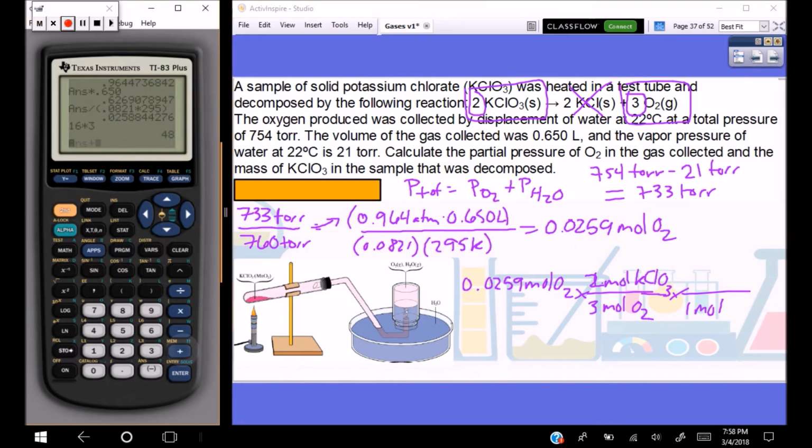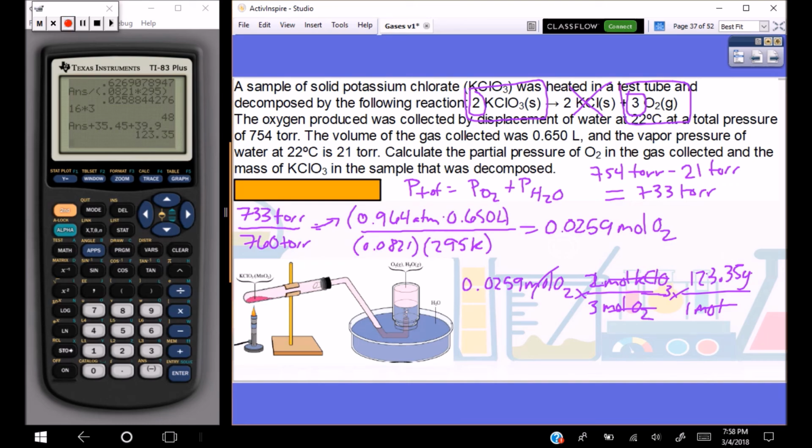16 times 3 plus 35.45 for chlorine plus 39.9 for potassium. I'm doing this off the top of my head. I believe that's correct. Or is it 39.10? Either way, if I'm wrong, you can double check me on it. So 123.35 grams. If I have my molar mass wrong, I apologize. I should have pulled up a periodic table. But that's okay. Moles of O2 cancels, moles of potassium chlorate cancels, and it'll be left in grams.